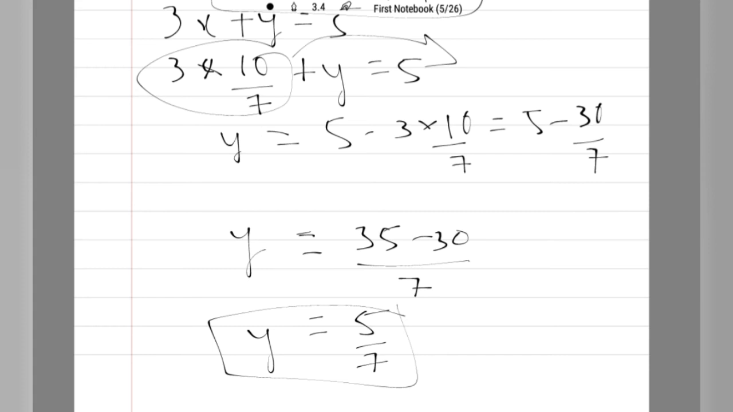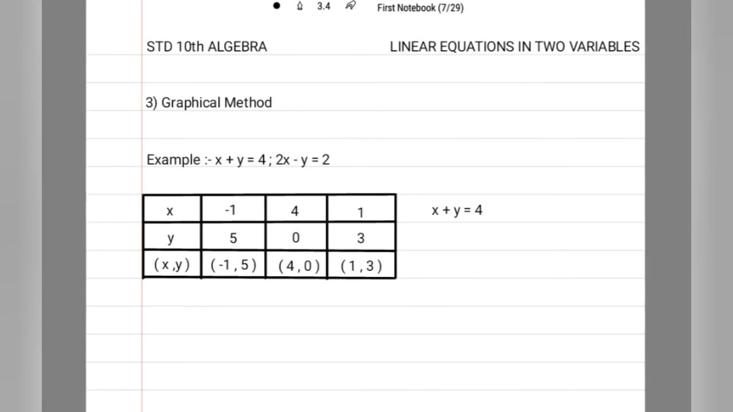Now moving to the third method, that is the graphical method. In this method, we have to plot the points which satisfy the given equations and draw two lines which represent these equations. After drawing these two lines on the graph, we get a point of intersection, and this point is called the solution of the given two equations. Okay, so this was just a short explanation of this method, and let's see step by step how to solve it.